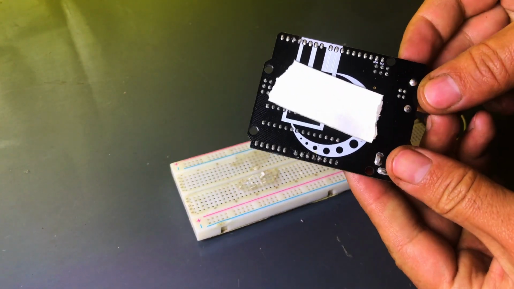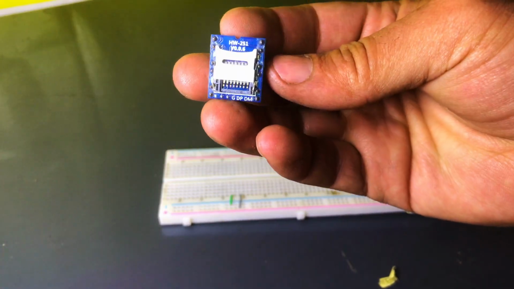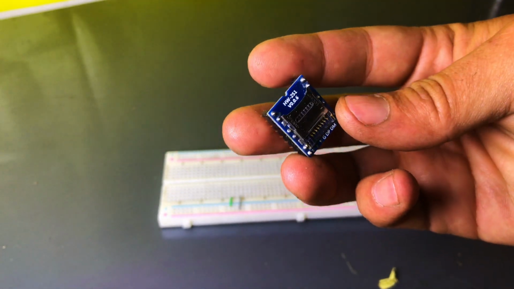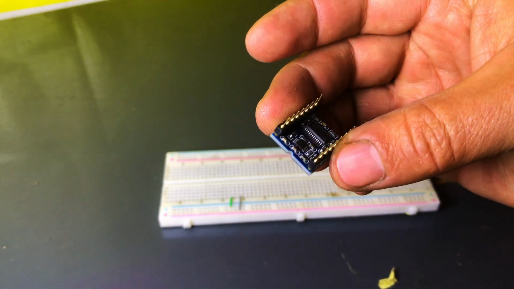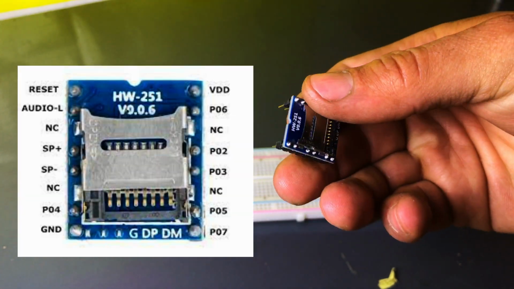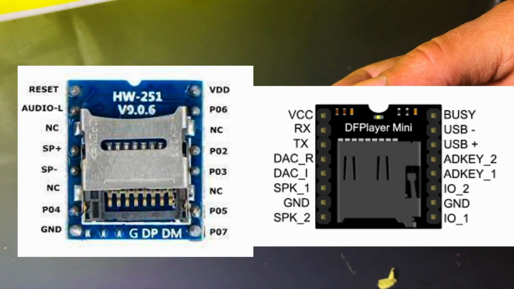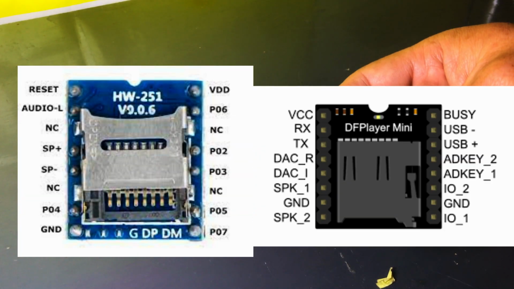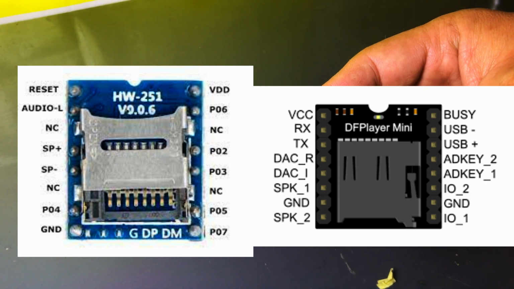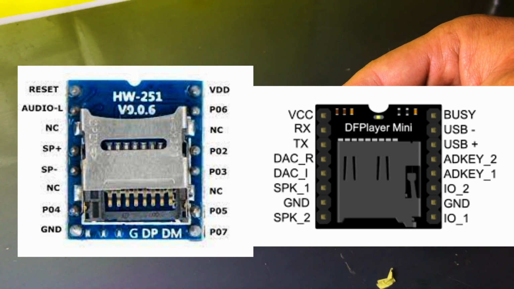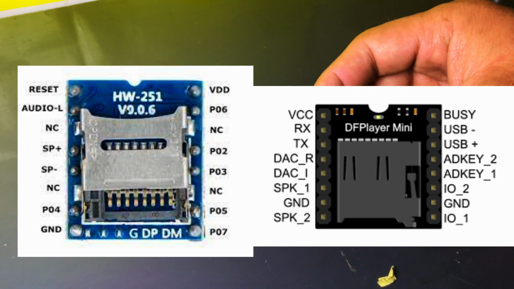First, I want to tell you about the pinout of this MP3 player module. Its model number is WTV020, which is slightly different from the DF player mini MP3 module, but both work similarly. However, some pinouts are a bit different, as you can see on the screen.